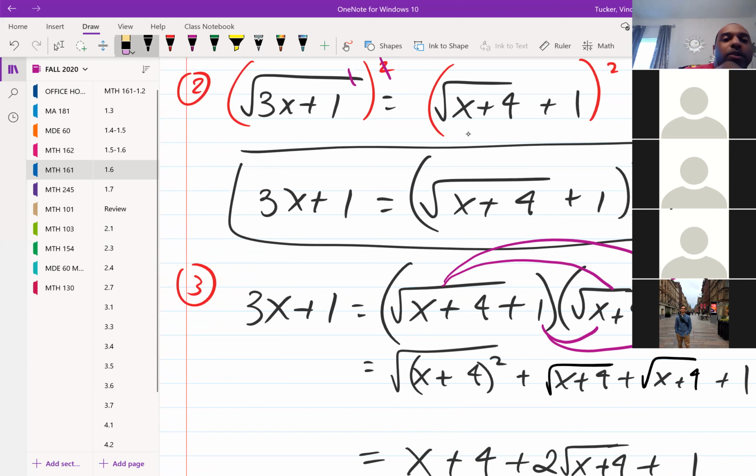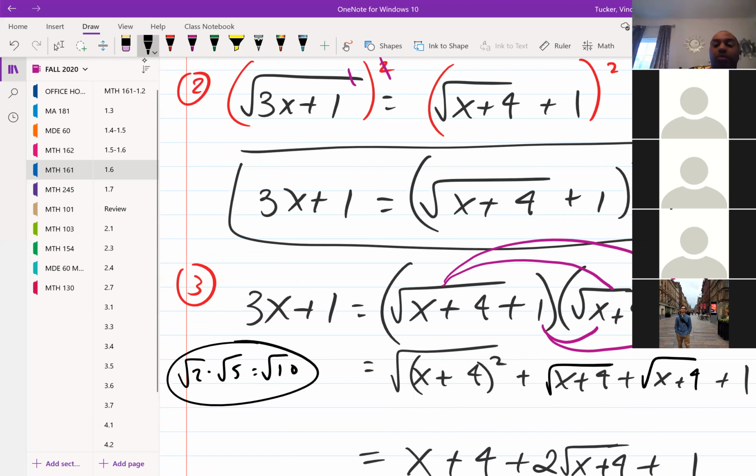So with that first term, square root of x plus 4 times the square root of x plus 4, don't forget how that works. If I have the square root of 2 times the square root of 5, that's going to be the square root of 10. I just multiply what's under the radicals. And that's what we did here. X plus 4 times x plus 4 is x plus 4 squared. So that's all we did there, we multiplied what was under the radicals.